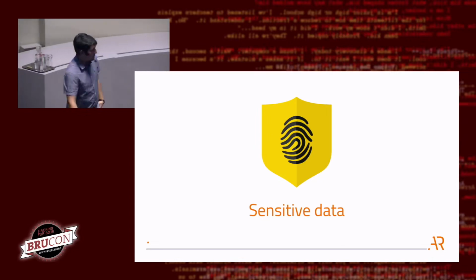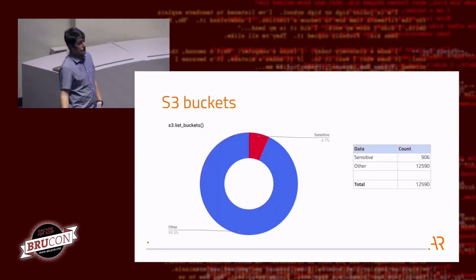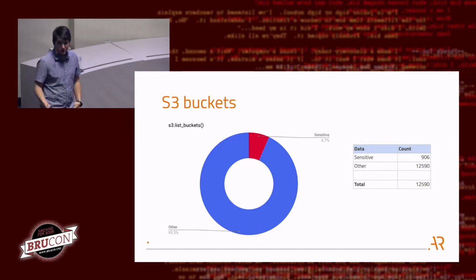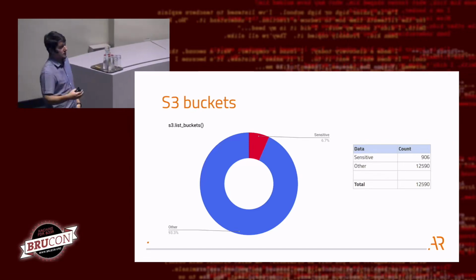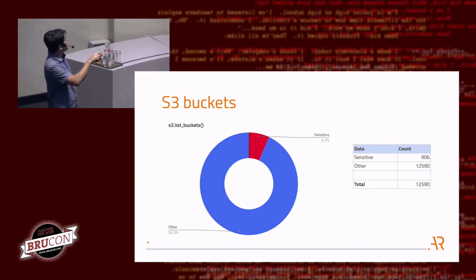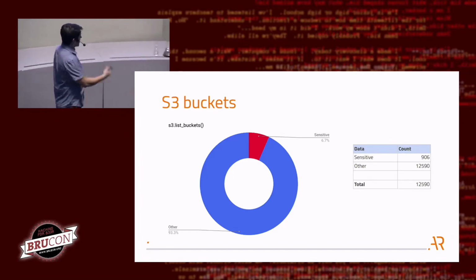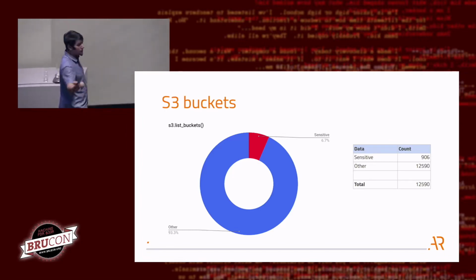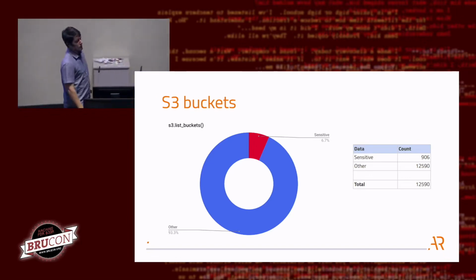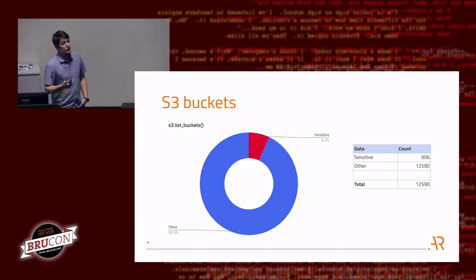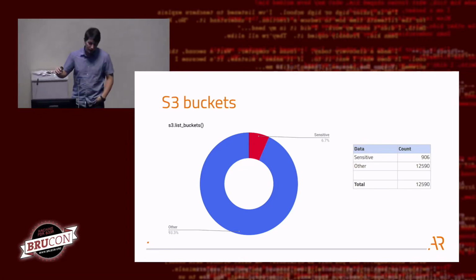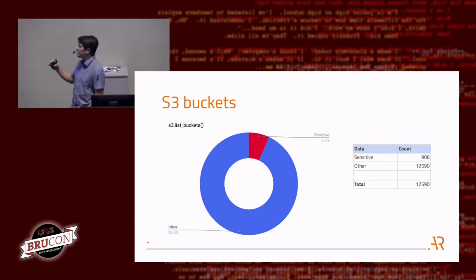Sensitive data. During this research, through the credentials that I extracted from Cognito, I gained access to a total of like 13,000 S3 buckets. Of those 13,000 buckets, around 900 have sensitive information. How do I know that they were storing sensitive information? Just because of the name of the bucket. I never read the contents of any buckets.